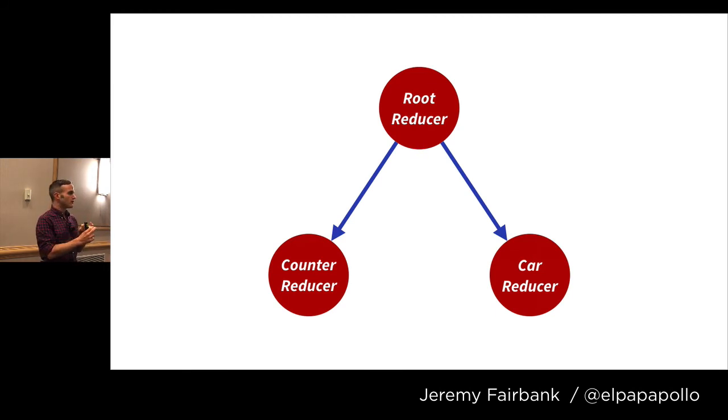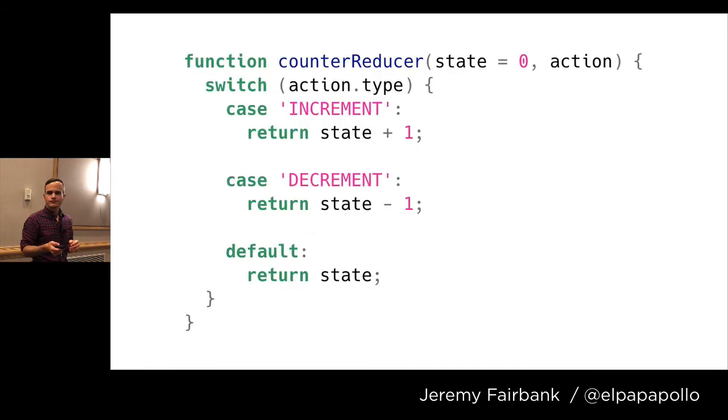And then we'd have a car reducer, which manages the state of the car, which is currently just changing the color of it. But then we'd have above them a root reducer that is responsible for coordinating both of them. And we're still managing the same object state.